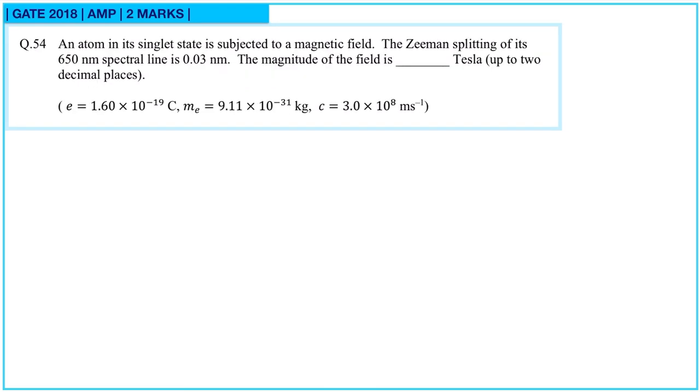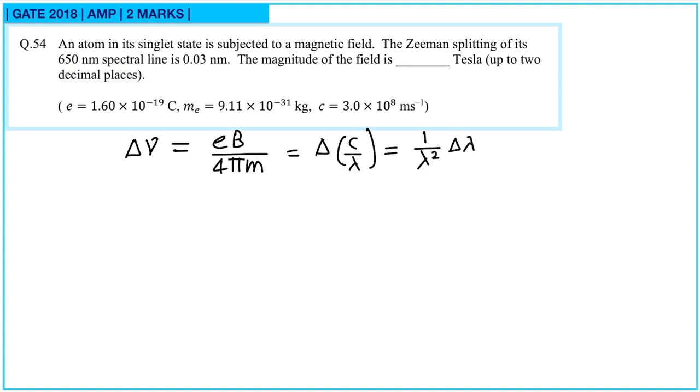Next question. An atom in its singlet state is subjected to a magnetic field. The Zeeman splitting of its 650 nanometer spectral line is 0.03 nanometer. The magnitude of the field is dash Tesla. Now here we know the change in frequency is eB by 4 pi m. And this can also be written as, since nu is equal to c by lambda, so that is delta of c by lambda, which is equal to, c is constant and derivative of 1 by lambda is 1 by lambda square. So this will be 1 upon lambda square into delta lambda.